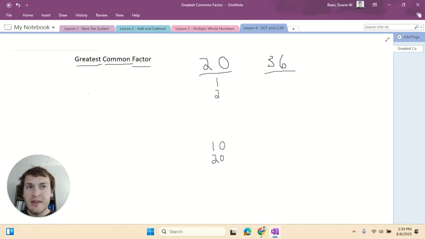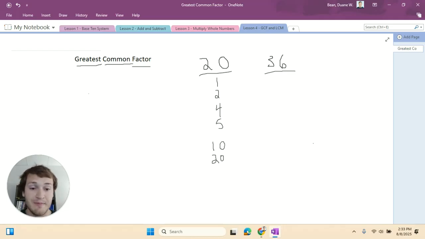All right, 3 does not go into 20. 4 does go into 20. So 4 times 5 equals 20. There aren't any whole numbers between 4 and 5, so we can stop right there. These are all of the factors of 20.